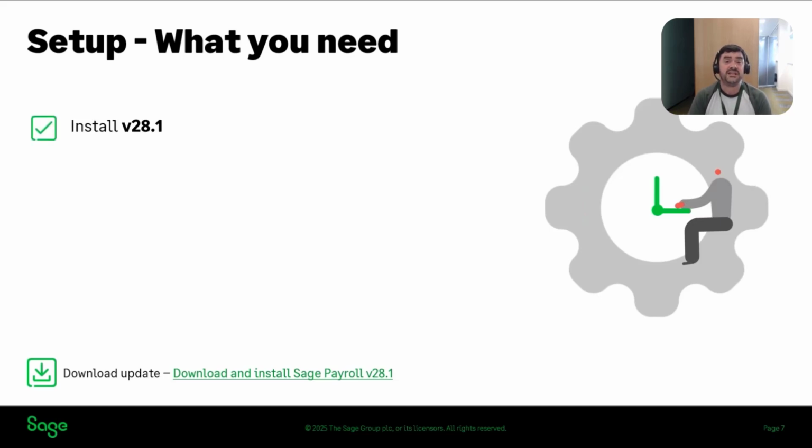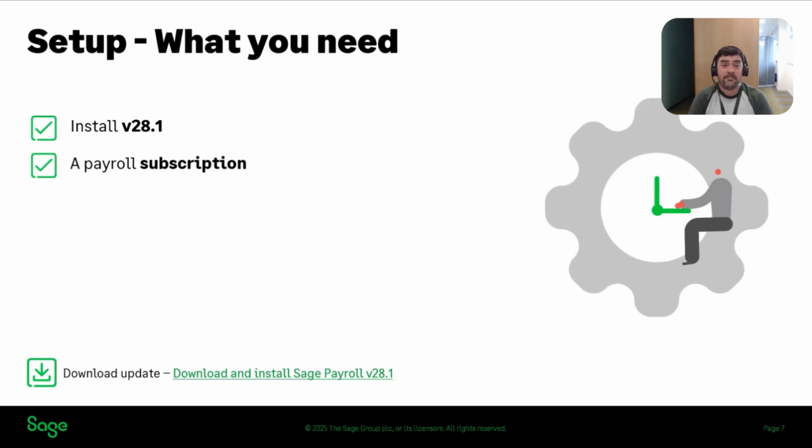So first of all, you need to have installed the latest update to Sage Payroll. That's version 28.1. Now, if you haven't done that already, you can click Help and then check for updates within Sage Payroll to download the automatic update. Or you can download it from our install guide, which I've linked to at the bottom of this slide.